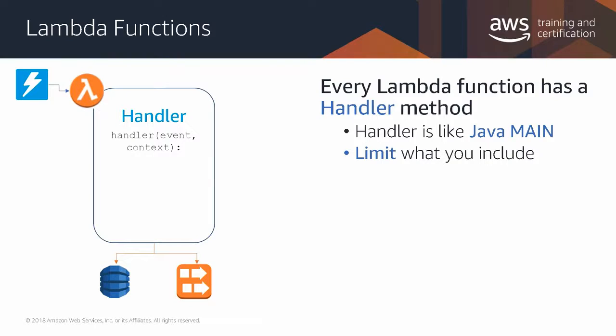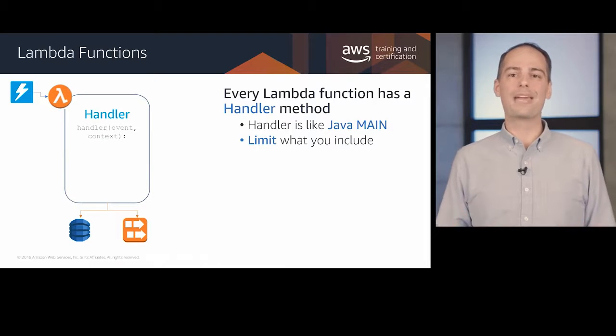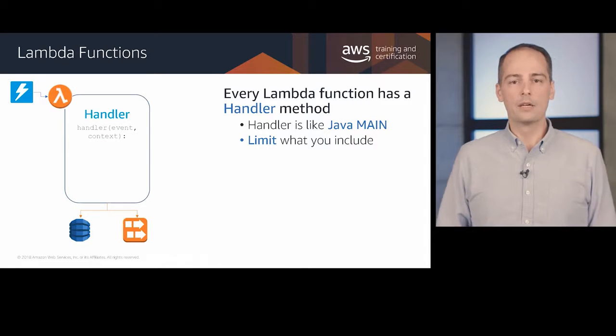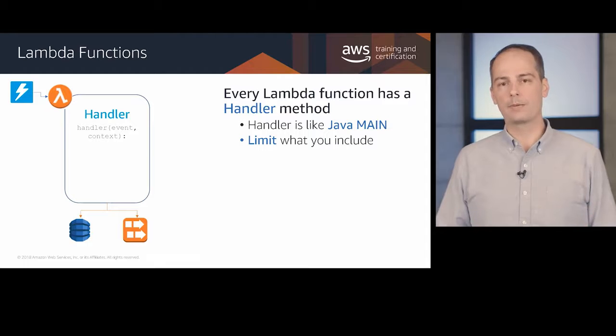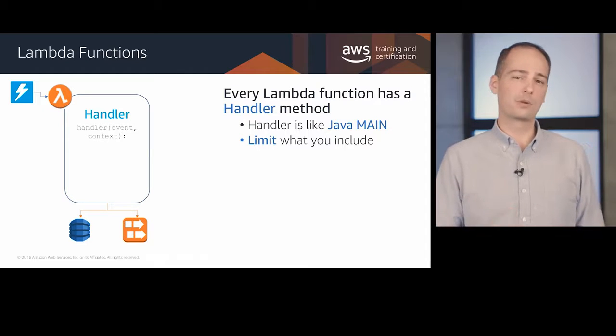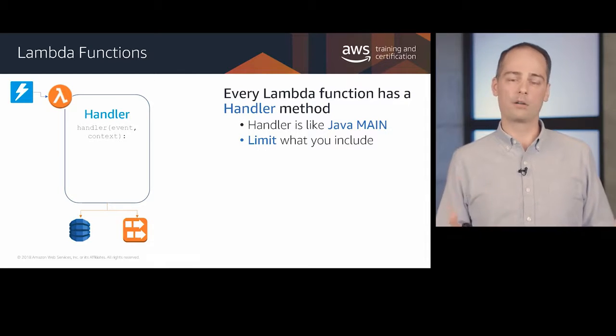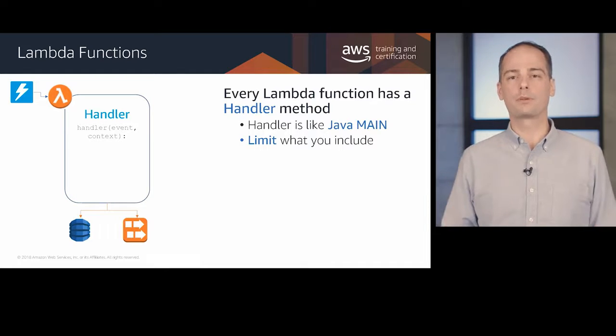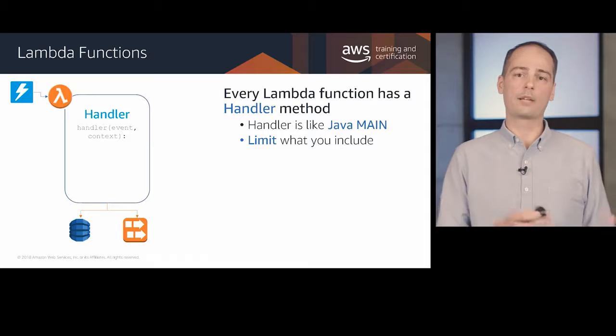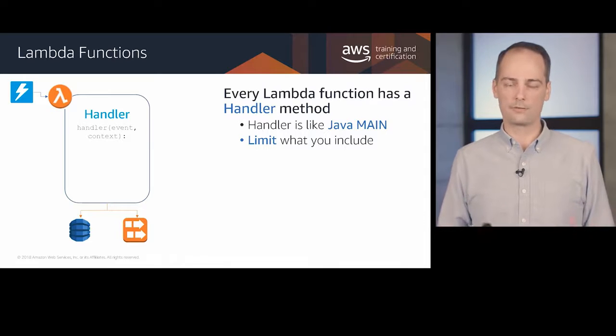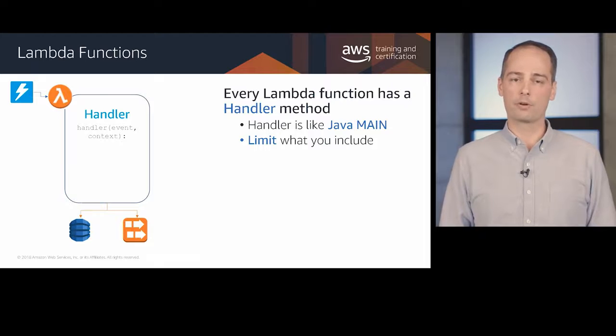So let's talk a little bit about how you might organize the code within your Lambda function. Every Lambda function has a handler method. You can think of a handler method like a main method in a Java application. And remember that when you're building Lambda functions, just like it doesn't make sense to include all of the business logic and all of the code for your application into a single main method, you should also be splitting up the functionality of your Lambda functions into multiple classes and functions that are then called from that primary entry point.